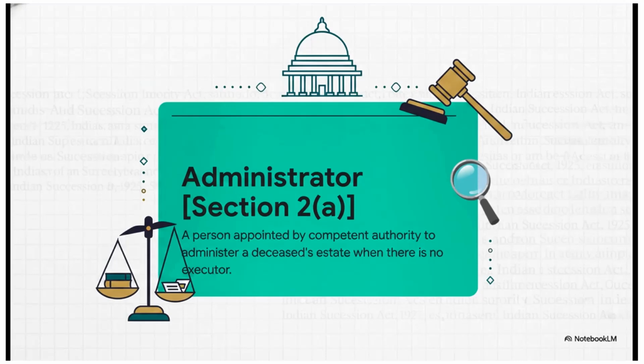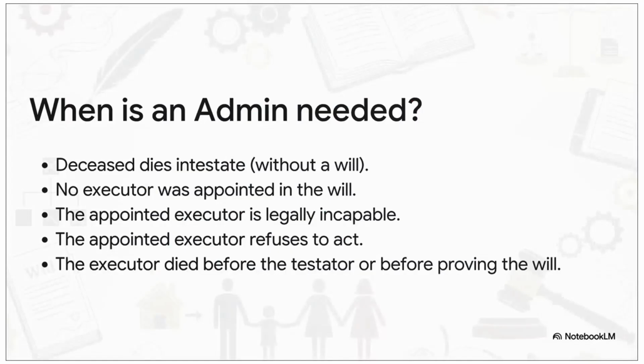Now, in stark contrast, an administrator is appointed by competent authority, which for our purposes means the court. And notice when this happens, specifically when there is no executor. The court has to step in to make sure the estate is managed. And this just brilliantly illustrates the administrator's role as a kind of legal backstop. The law anticipates that things can go wrong. Maybe the person died intestate without a will, or the named executor is unable or unwilling to serve. The administrator ensures the estate doesn't just fall into some legal black hole.